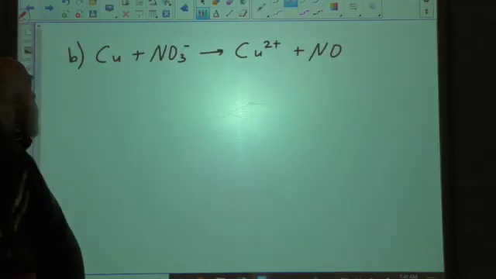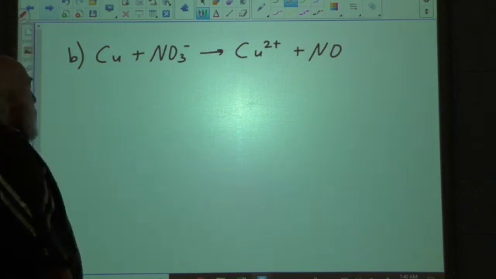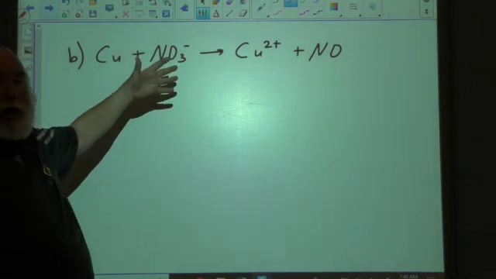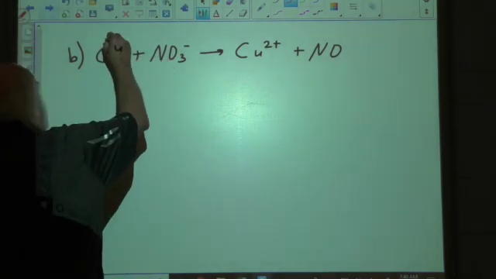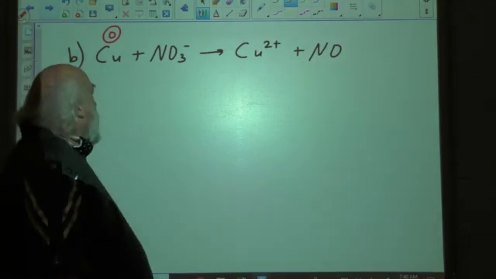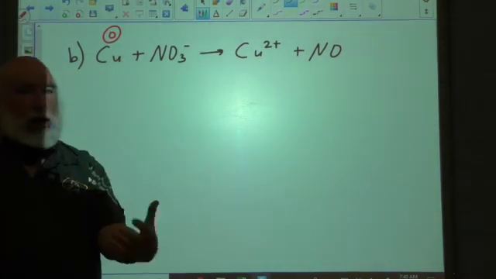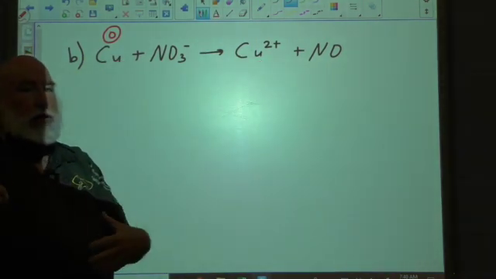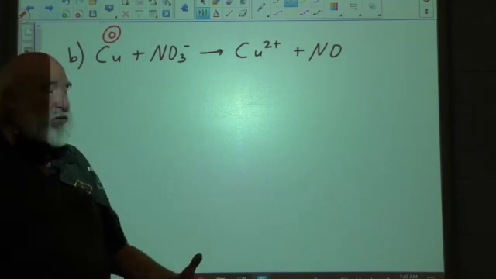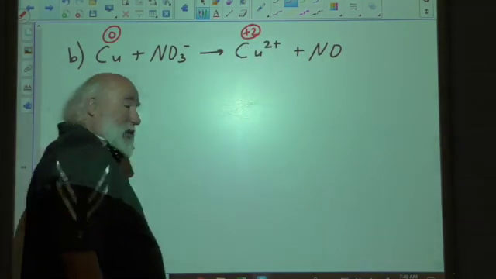Okay. For part B, number 27, again, we start with the easy stuff. Copper by itself, no charge. We know that's going to be 0. Big old donut right there. This one is copper as an ion, and so the oxidation number of the copper is going to be the same as the charge of the copper, so that'd be +2. So, see how easy this is?